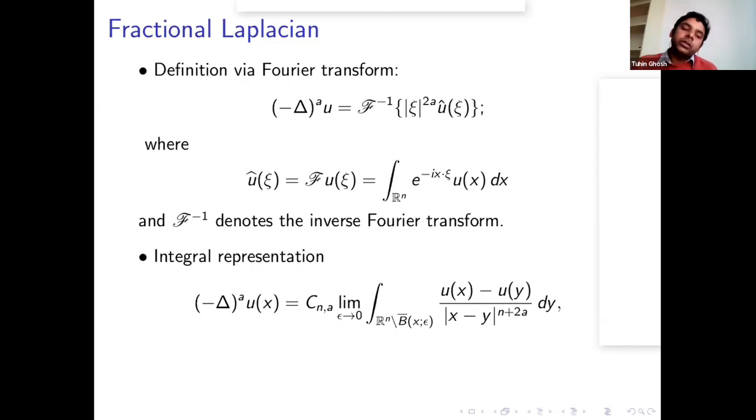support. Suppose you take a C-infinity function, so outside the support u is 0. Of course, if you take any local operator, for instance the Laplacian, then Laplacian of u is also 0. But here in this case, if you take u to be a C-infinity function, and you compute the fractional Laplacian (minus Laplacian)^a u outside the support of u, then it's not 0.